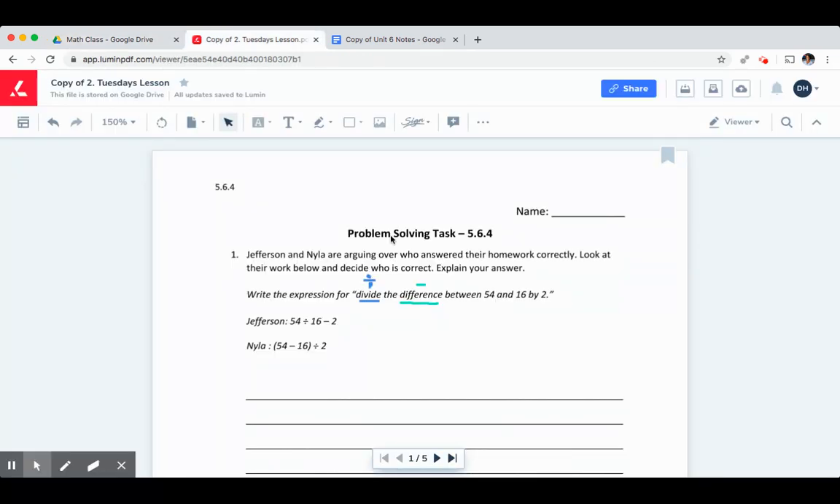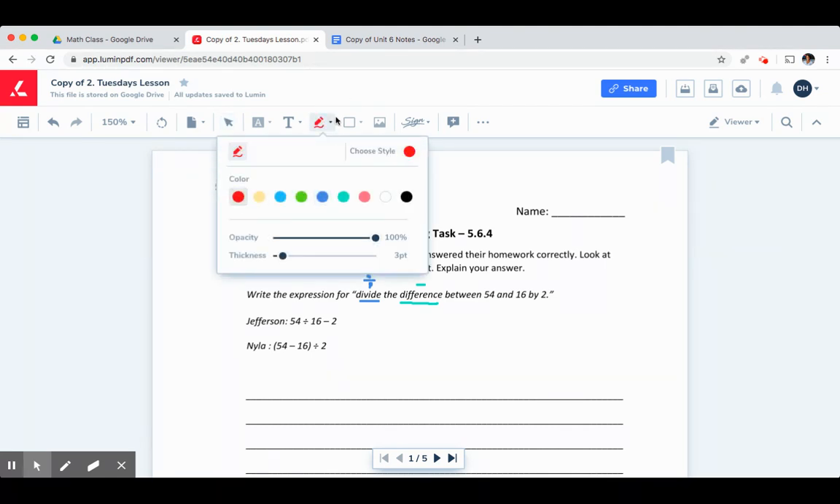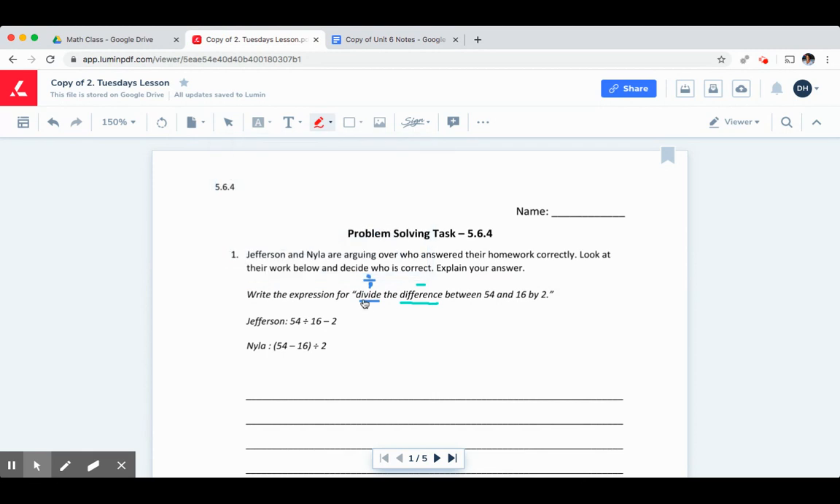So one strategy that you can use when you're trying to determine an expression from a phrase is you can mark up the phrase for the different things that you need to remember. So we've already started doing that. On our phrase, we underline the word divide and put a division symbol. We underline the word difference and we put subtraction. So we're marking up the phrase so that we remember exactly what we need to do.